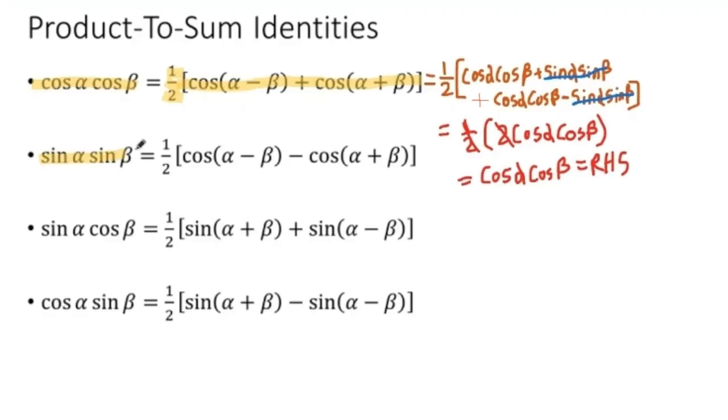The other three are sine alpha sine beta equals 1/2 of cosine alpha minus beta minus cosine of alpha plus beta. Sine alpha cosine beta equals 1/2 sine alpha plus beta plus sine alpha minus beta. Cosine alpha sine beta equals 1/2 of sine alpha plus beta minus sine of alpha minus beta. As an exercise, try verifying the other three product to sum identities at home.